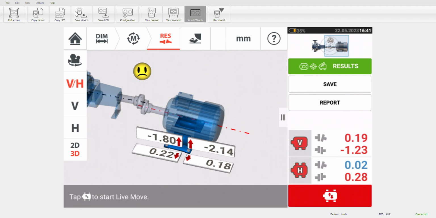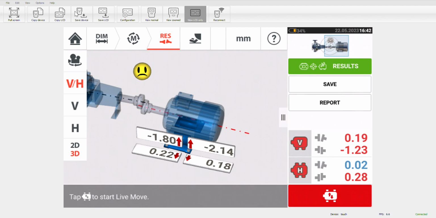We see in the middle of the picture, in numbers, the amount of misalignment which we have both for vertical and for horizontal. The larger red arrows beside the numbers indicate the direction in which we need to correct vertical. The smaller arrows indicate in which direction we need to correct the motor in horizontal. So basically, we need to move the motor up and we need to correct it in horizontal towards us.